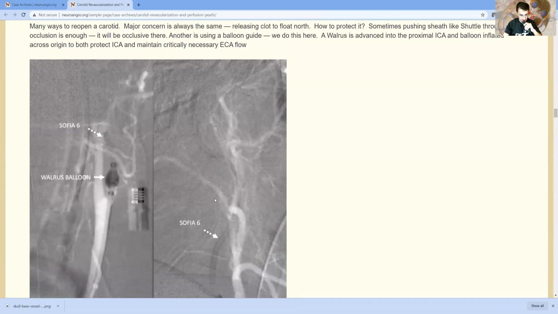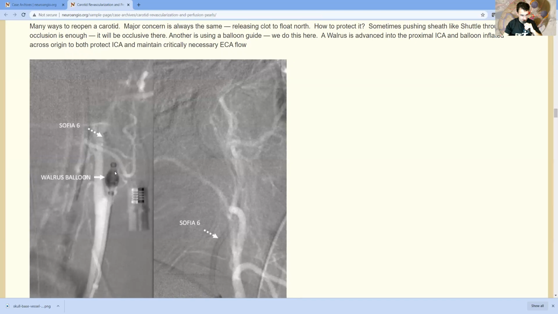Okay, so here's what you can do. There are many ways to do this, but it's particularly nice when you can put a balloon guide into the proximal internal and inflate that. That accomplishes two things. It obviously gives you some protection against distal emboli, and it keeps the external patent. That has to be patent because of how that ophthalmic looked just a minute ago. So inflate that balloon. Now the Walrus is nice in the sense that the balloon is close to the end of the catheter. So I think that's good like this.